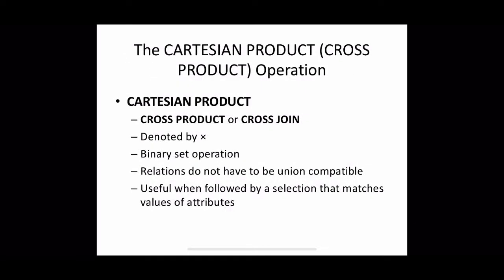Next operation is Cartesian product, cross product or cross join, which is denoted by this cross operator. That is also a binary set operation, and there is no condition that the corresponding relations should be union compatible. Any two different relations we can apply this Cartesian product to. So definitely it is meaningful to perform this Cartesian product operation, and it is mostly useful when followed by a selection that matches values of attributes coming from the component relations.